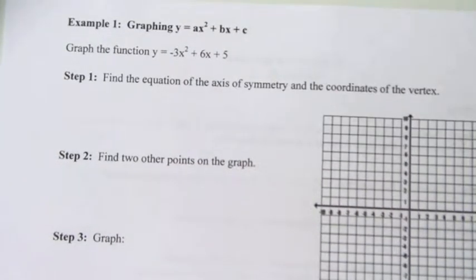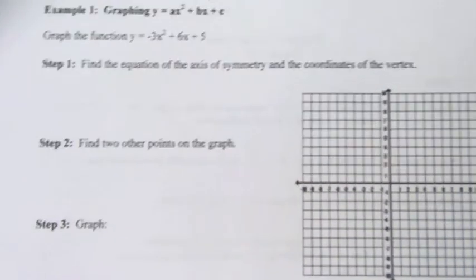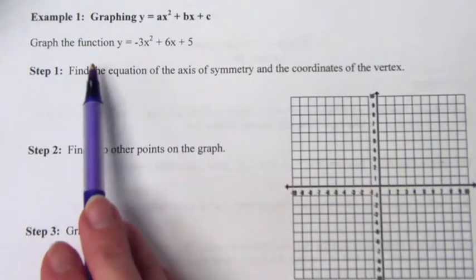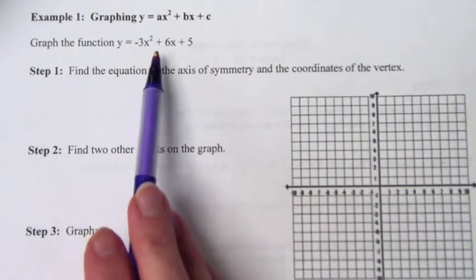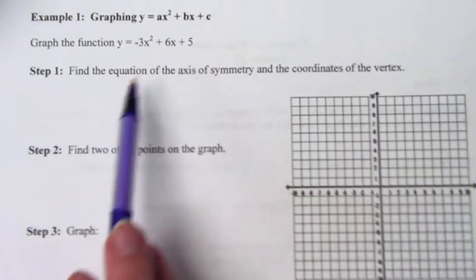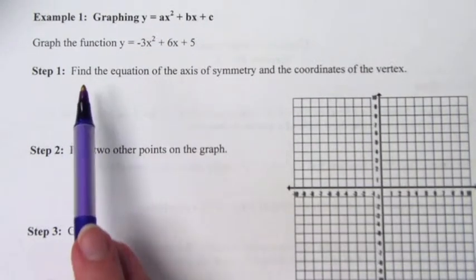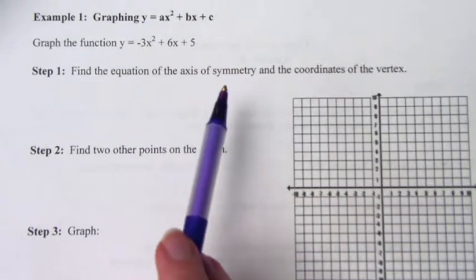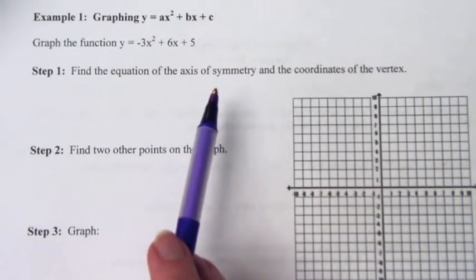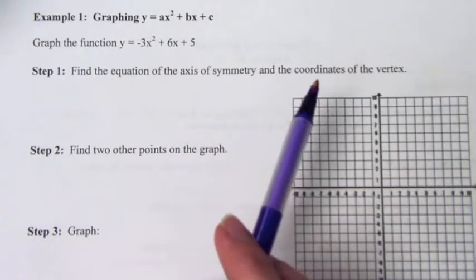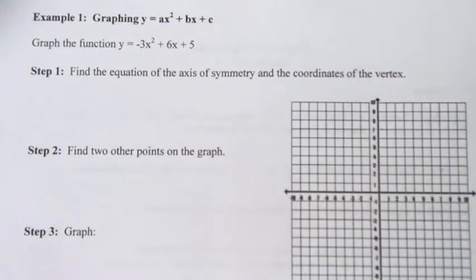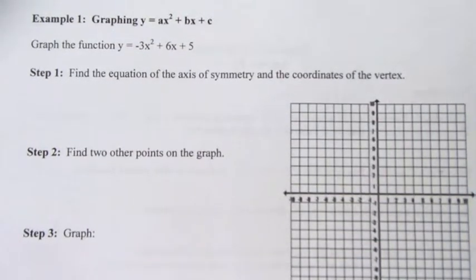First, we want to graph the function y equals negative 3x squared plus 6x plus 5. Step one is finding two things: the equation of the axis of symmetry, which is what we're going to do first, then the coordinates of the vertex. The vertex is always on your axis of symmetry. So once we find the x, then we can find the y. Let me show you how to do this.